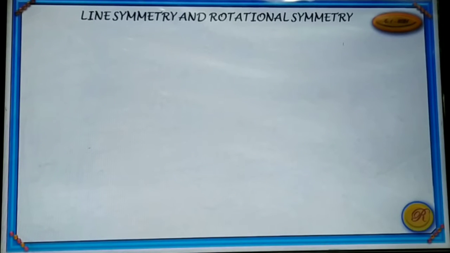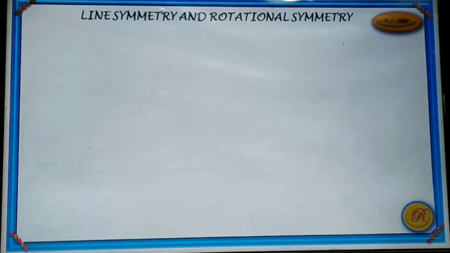Line symmetry and rotational symmetry. As you know, some shapes have only line symmetry, some have only rotational symmetry, and some have both line symmetry and rotational symmetry.